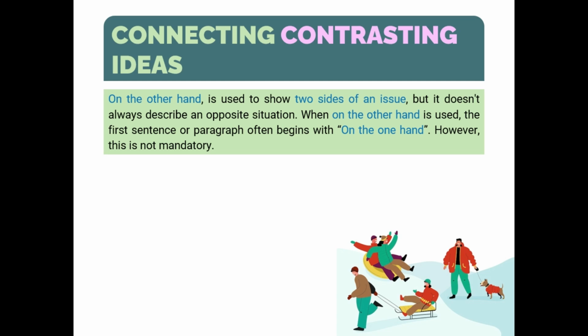Now, lastly, on the other hand. On the other hand is used to show two sides of an issue, but it doesn't always describe an opposite situation. When on the other hand is used, the first sentence in our paragraph often begins with on the one hand. However, this is not mandatory.